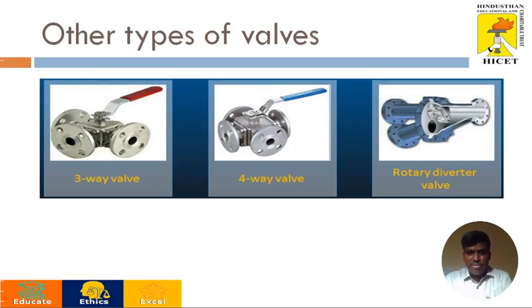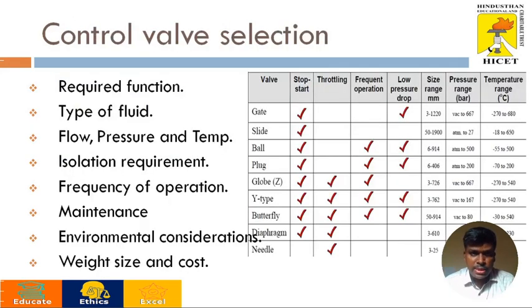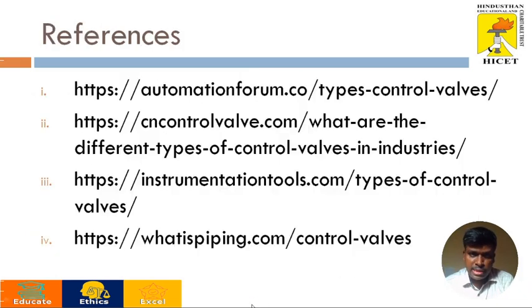And other types of valves are also available, like foot valve, flap valve, three-way direction valve, four-way direction valve, and rotary diverter valves are also used nowadays. And finally, we have the control valve selection chart. So these are the categories we use to select any control valve for our applications, like what type of fluid we use, required functionality, pressure, temperature, flow, isolation category, frequency, maintenance, cost, as well as weight. So we can select based on user requirements in these industries.